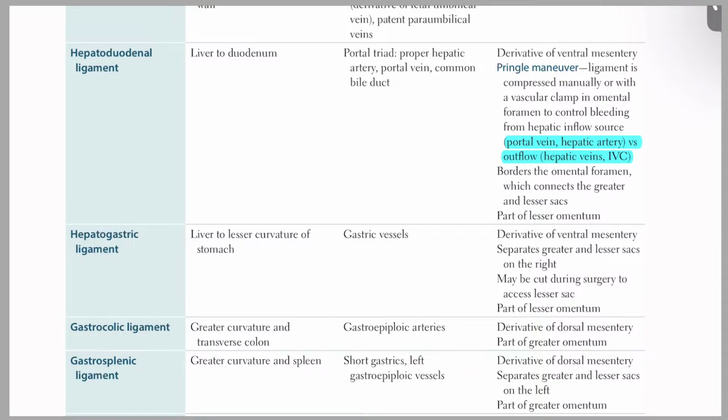Gastrocolic ligament, greater curvature and transverse colon. Gastroepiploic arteries, derivative of dorsal mesentery, parts of greater omentum. Gastrosplenic ligament, greater curvature and spleen. Short gastric and left gastroepiploic vessels, derivative of dorsal mesentery, separates greater and lesser sacs on the left, part of greater omentum.